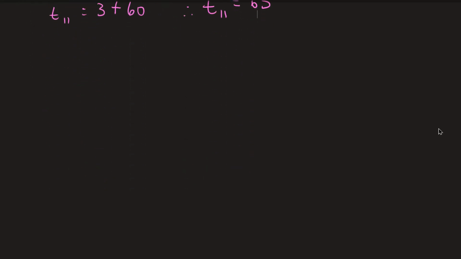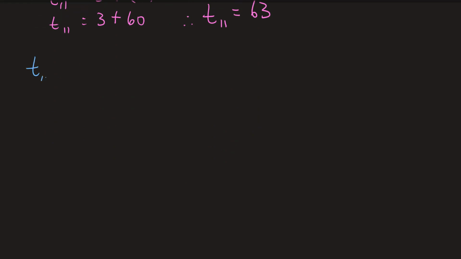Okay, let's take a look at another example. In this example, we're given that T10, or the 10th term, is 75. The common difference d is minus 3, and the question says to find the first term T1. So let's write our formula out again. Tn is equal to T1 plus (n minus 1)d.